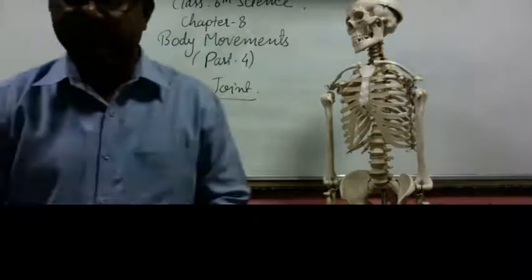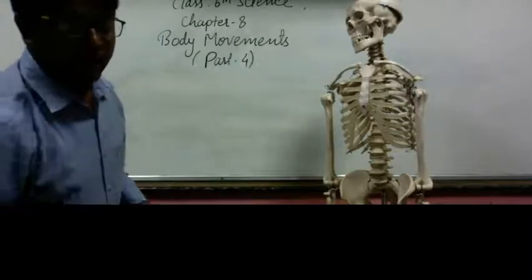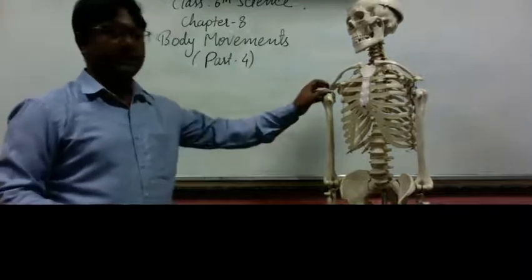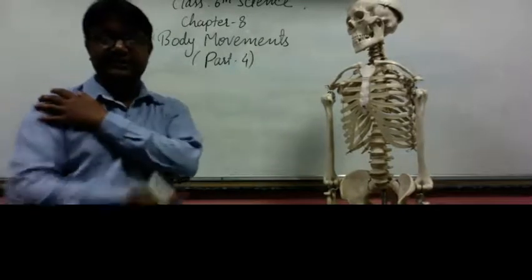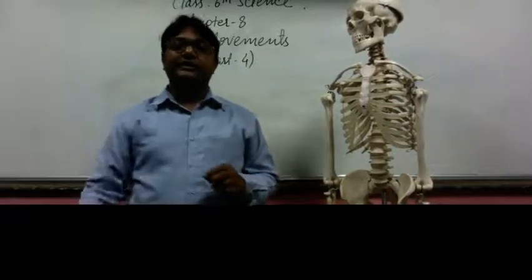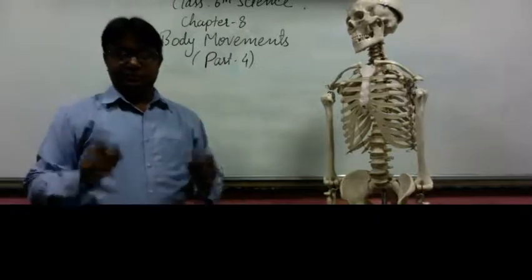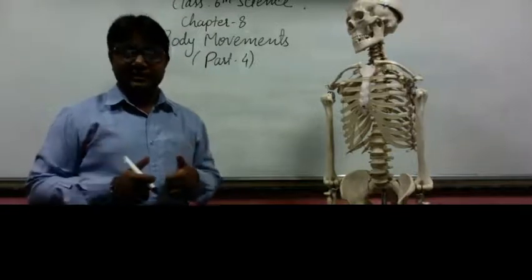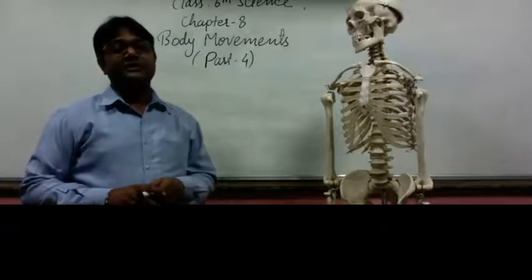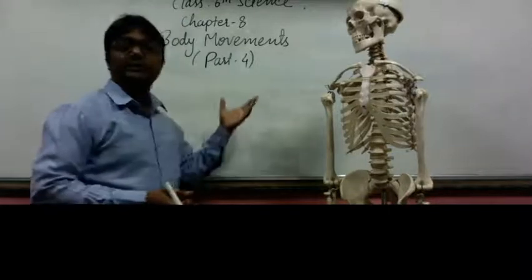Now the next one is the ball and socket joint. Students, I have already explained ball and sockets. Ball and socket joints are available in our shoulder region and our hip girdle region. These joints provide 360 degree movement of the bones. Is it clear to everyone? Hope you all understood about the joints and the types of joints.